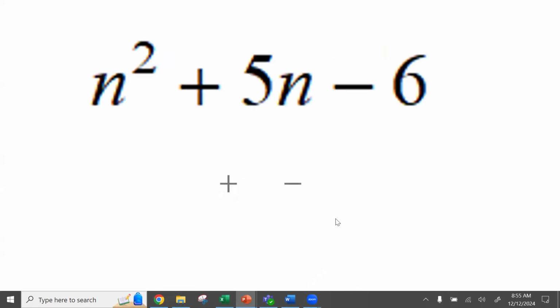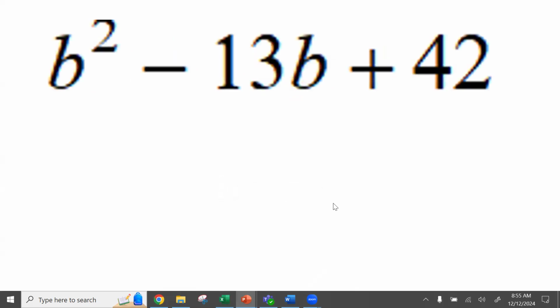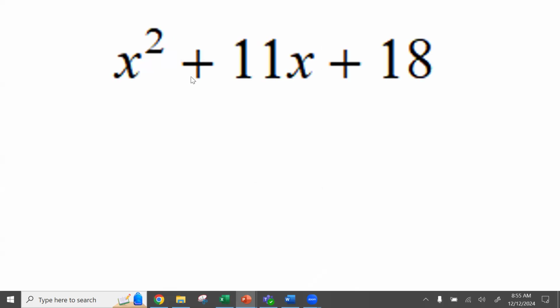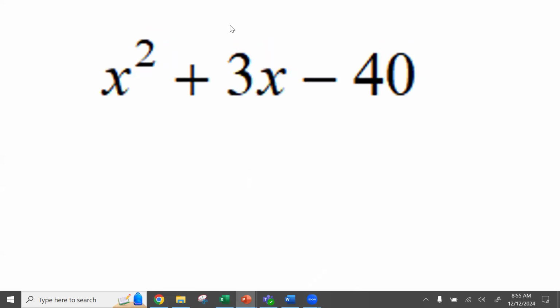Second sign negative, first sign positive, positive, negative. Second sign positive, first sign negative, negative, negative. Second sign positive, first sign positive, positive, positive. Second sign negative, first sign positive, positive, negative.